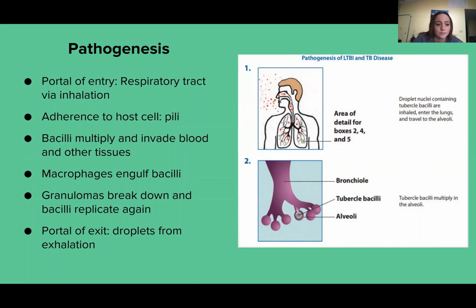So part 1 of the picture just shows the droplets entering the body through the nose and the mouth into the respiratory tract, and they travel to the lungs and then to the alveoli within the lung. And then part 2 just shows that the bacilli multiply in the alveoli.